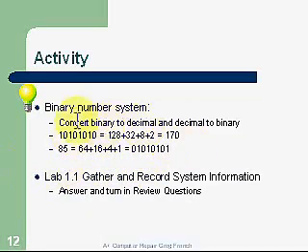And there is an activity available, the binary numbering system. Also, we're going to do Lab 1.1 in our lab books. This is gathering and recording system information. I want you to answer and turn in that lab just the review questions. There's a set of review questions at the end of the lab. I need you to fill it out on a separate sheet of paper and turn it in to me, and you'll be getting credit for that.